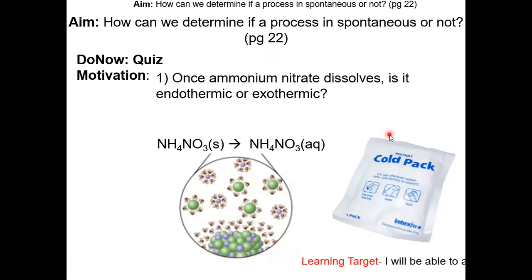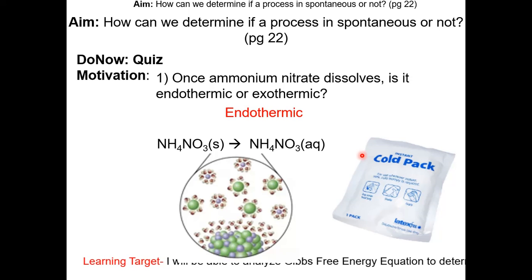A cold pack is a bag filled with ammonium nitrate and water in separate compartments. When you snap a cold pack, it becomes cold instantly. When snapping a cold pack, you're allowing the ammonium nitrate to mix with water. So once the ammonium nitrate dissolves, is it an endo or exothermic process? Since the cold pack becomes cold when you snap it, it is an endothermic process because the dissolving process is absorbing energy from the environment.